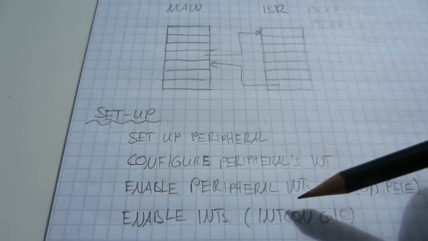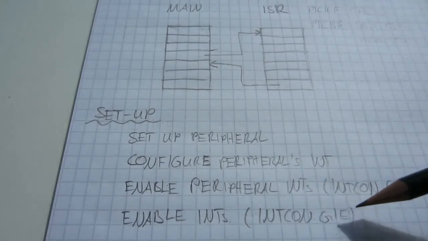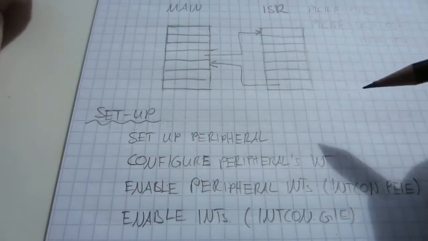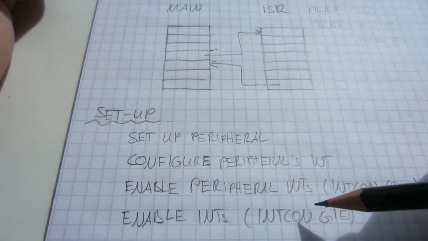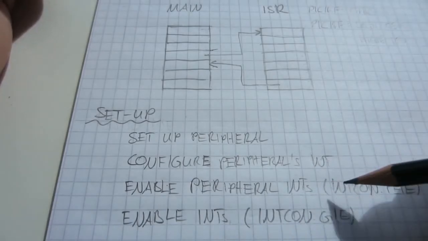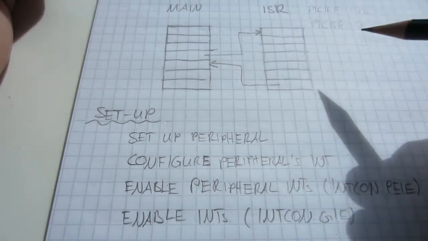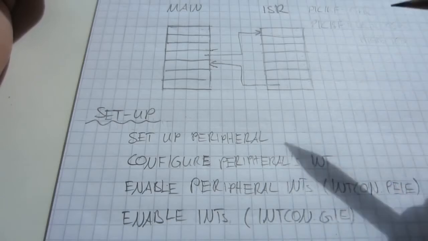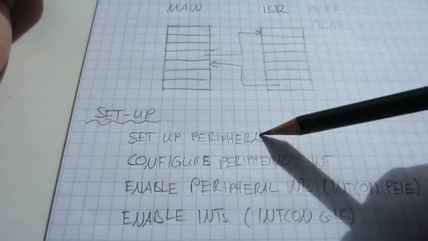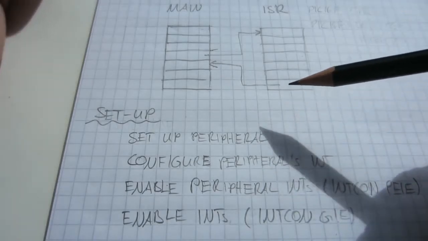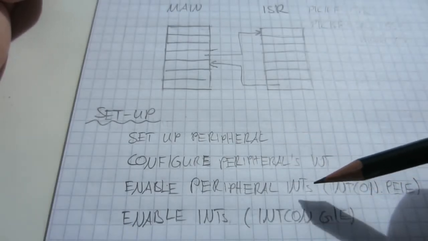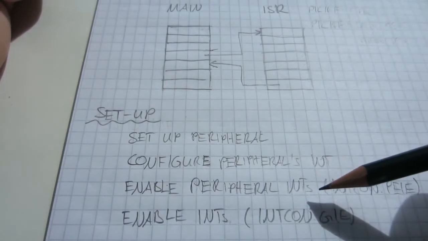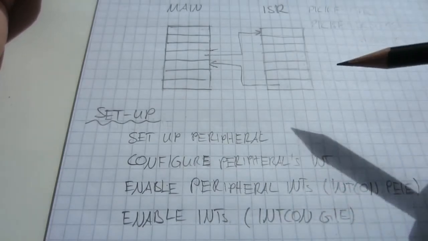And finally, you will have to enable the interrupt itself. That's a bit called GIE in the INTCON register. If that bit isn't set, then no interrupt will fire independently of whether an interrupt is enabled for a peripheral. So if the ADC interrupt is enabled, but the general interrupts aren't enabled, then it will not jump to the interrupt vector.